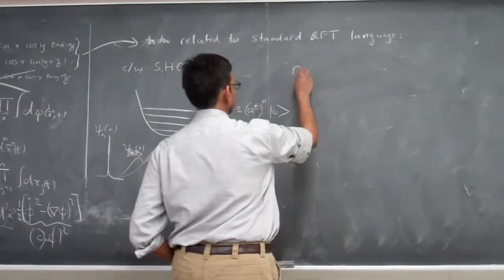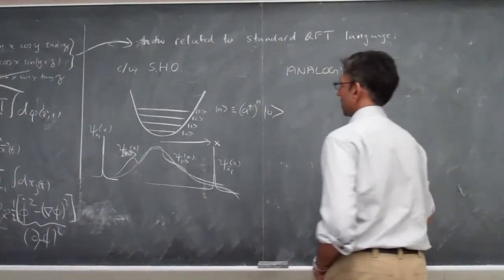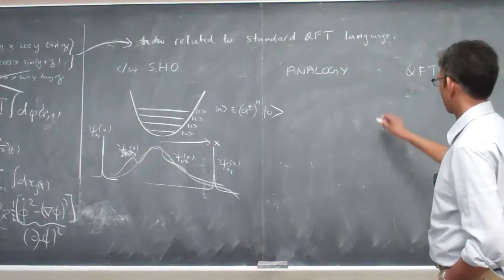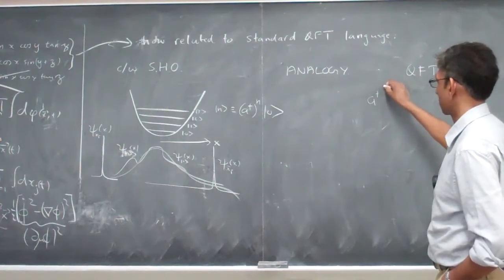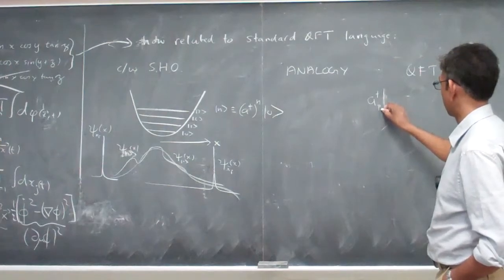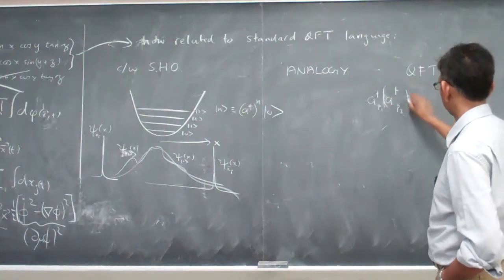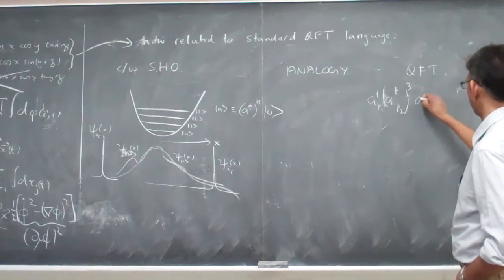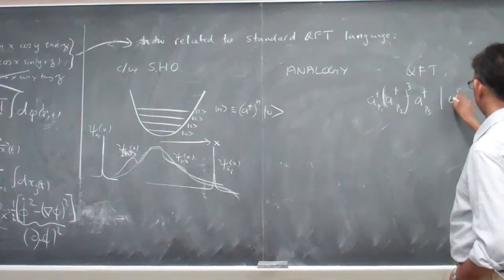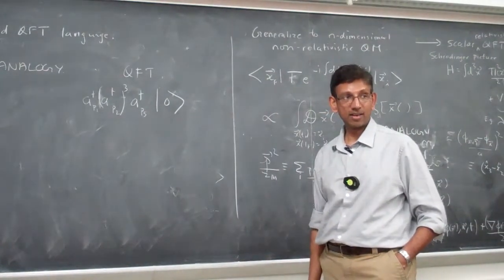So again, the analogy is that in quantum field theory, you're used to talking about states that look like this. A dagger of some P1, a dagger of some P2, maybe you have a couple of particles, 3 particles in that state, a dagger of some P5. These are the states you know and love already.